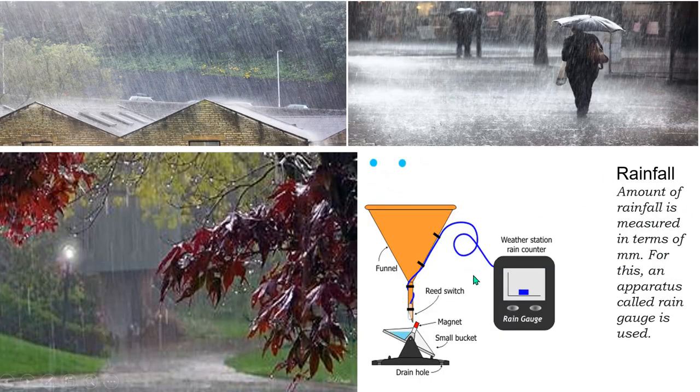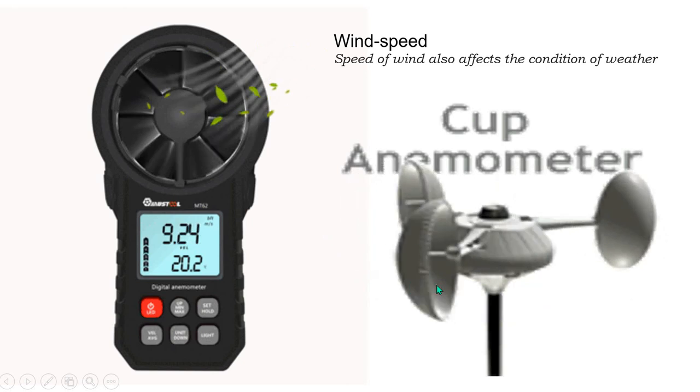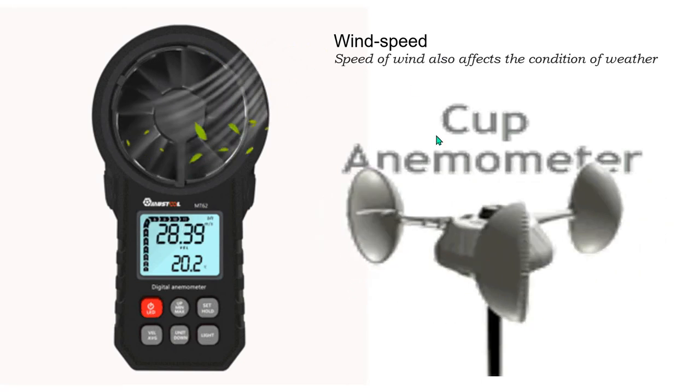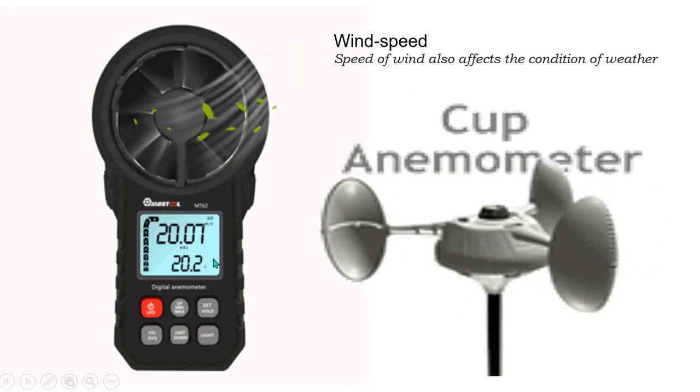Rainfall is measured with an instrument called a rain gauge, and it is measured in millimeters or centimeters. By using a rain gauge we can find the amount of rainfall in a particular region. And wind speed is calculated by an instrument called a cup anemometer, or an anemometer.